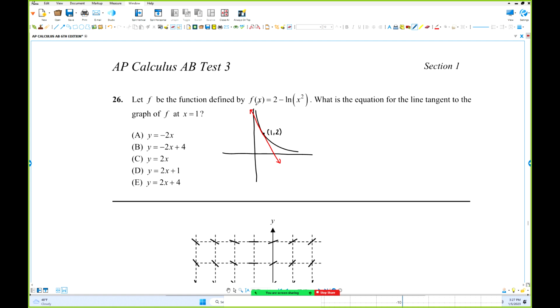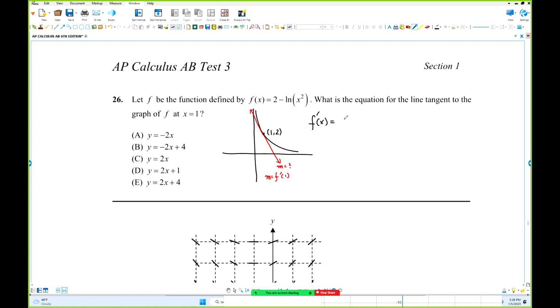We need to find the slope of this line at x equals 1, right? So how can you find f prime of 1? That is the slope of this line, and we've got the point already. That's enough. Actually, we don't need the graph. Just take the derivative and evaluate at x equals 1.